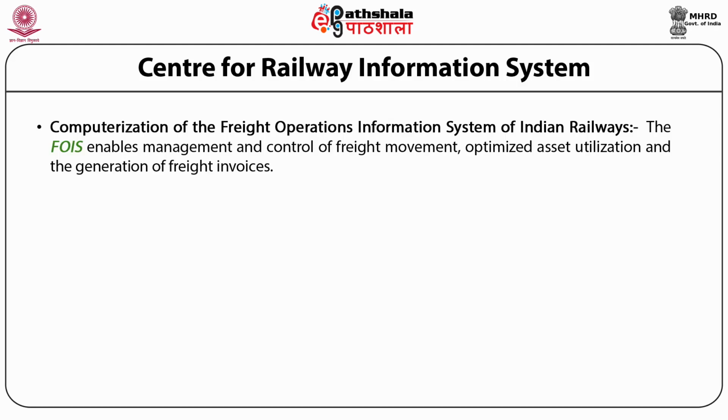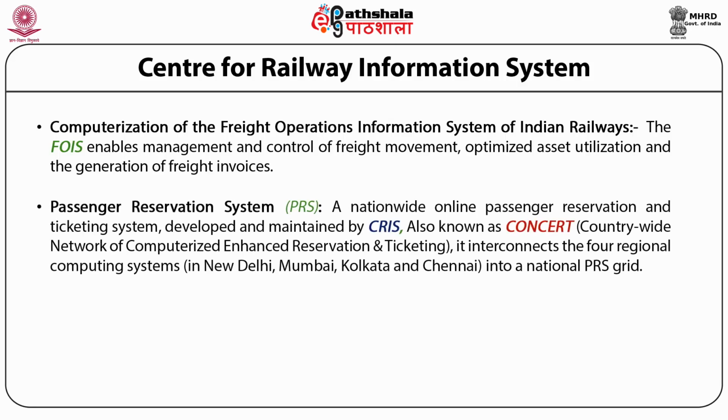The next is the passenger reservation system. It is a nationwide online passenger reservation and ticketing system developed and maintained by CRIS, also known as Concord, that is a country-wide network of computer-enabled reservation and ticketing. It interconnects the 4 regional computing systems in Delhi, Mumbai, Kolkata, and Chennai into a national PRS grid.